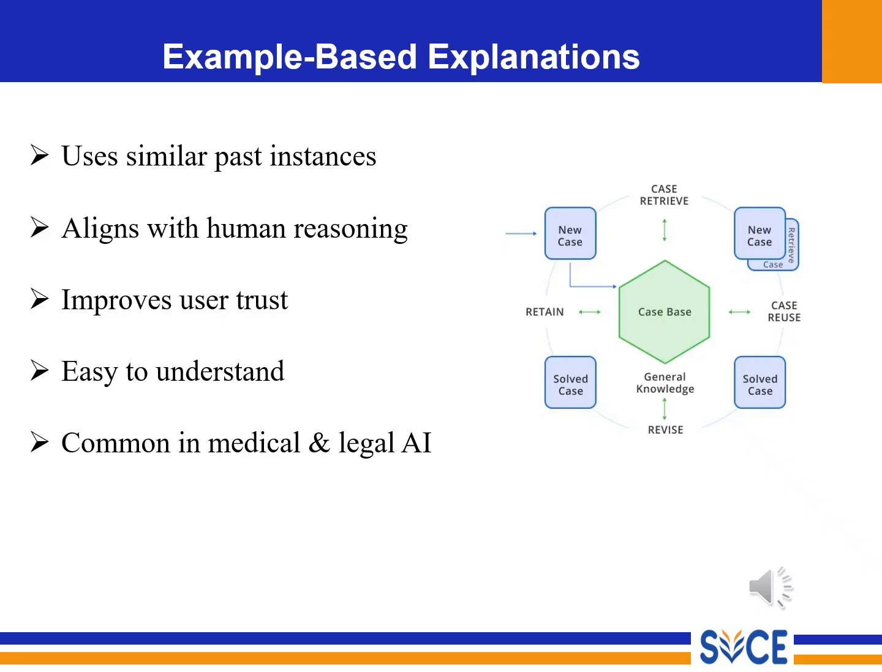Then case-based reasoning. This technique explains the decision by showing similar past instances. For example, the loan was approved because it is similar to 95% of previously approved cases with the same features. This aligns very naturally with human reasoning. We understand things better when compared to examples we already know. So it is widely used in medical AI and legal AI systems. Clear?